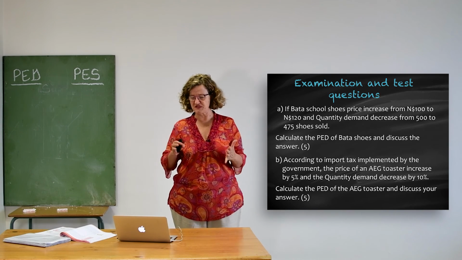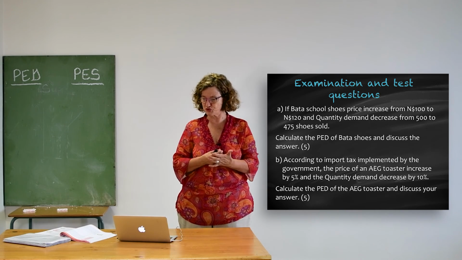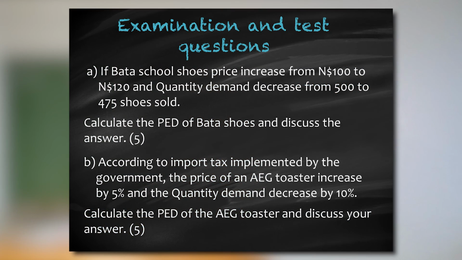Okay, you will also see that I have a question for you: if Barter school shoes' price changes from 100 to 120, and the quantity demanded decreases from 500 to 475. You must be able to do the calculation if they give it to you in that way, and you must be able to do the calculation for price elasticity of demand if they give you the percentages already.